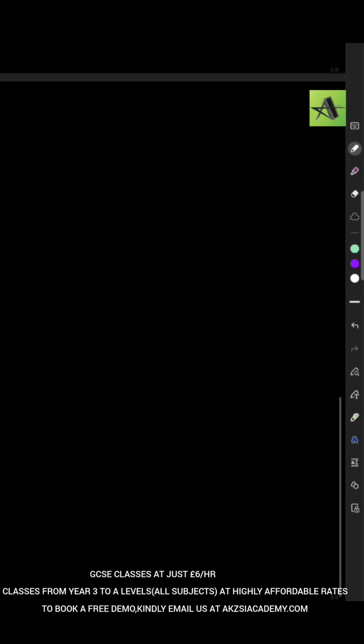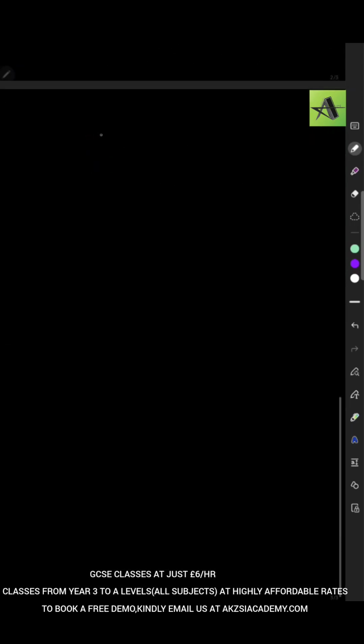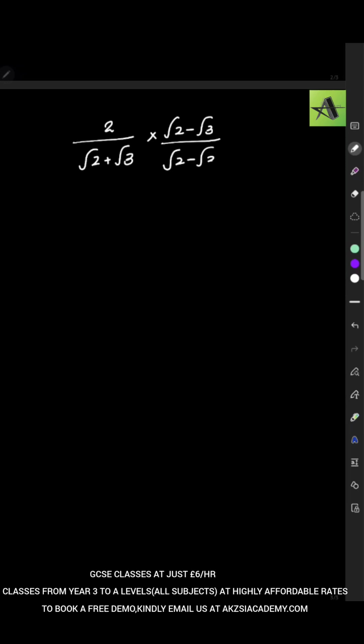Let me do one more question. Say for example, we have both the terms being a surd number. That means 2 over root 2 plus root 3. Previously we have seen that we have two terms, but one was an integer, one was a surd number, but now both the terms are surd numbers. In that case, still we'll be doing the same thing. That means we have to divide and multiply using the opposite sign. So it would be root 2 minus root 3 over root 2 minus root 3.